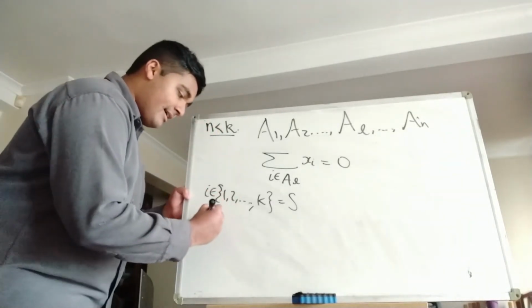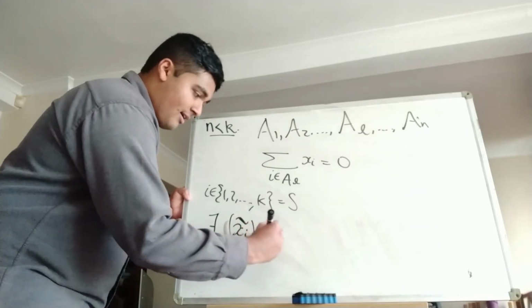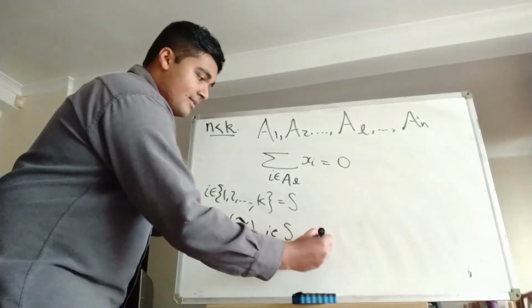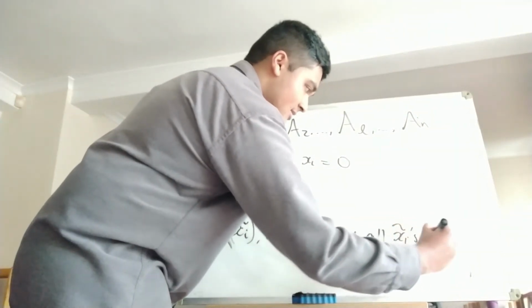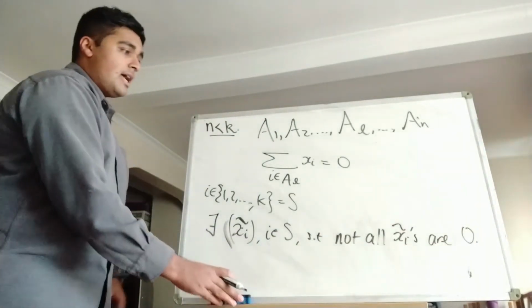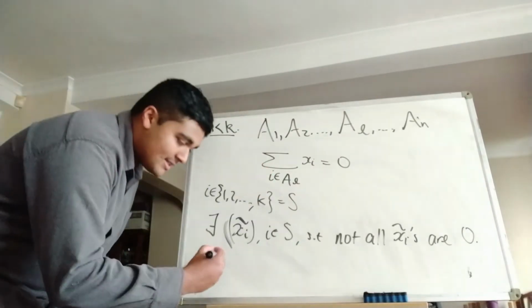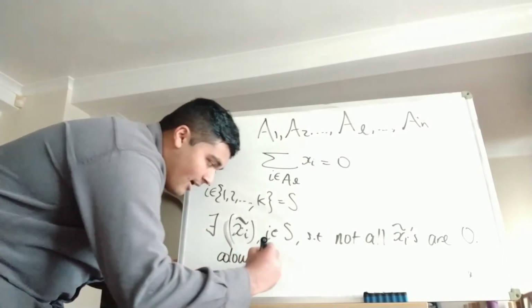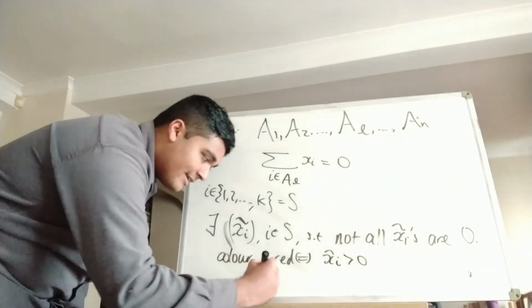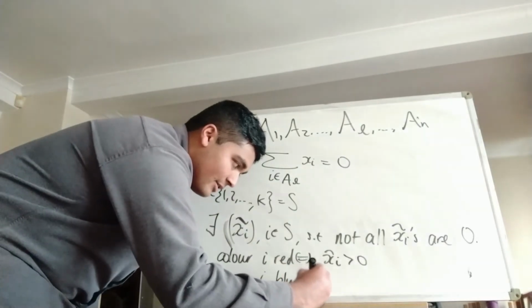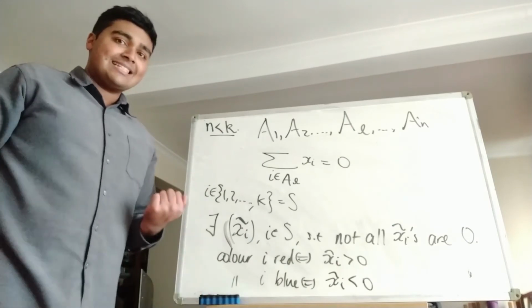So there exist some x tilde i's, for i in S, such that not all x tilde i's are 0, but they also satisfy this system. Now, what are we going to do? Why does this solve the problem? Well, if we colour i red if and only if x tilde i is positive, and colour i blue if and only if x tilde i is negative, and then leave it uncoloured if x tilde i is 0, I claim that this satisfies our problem.